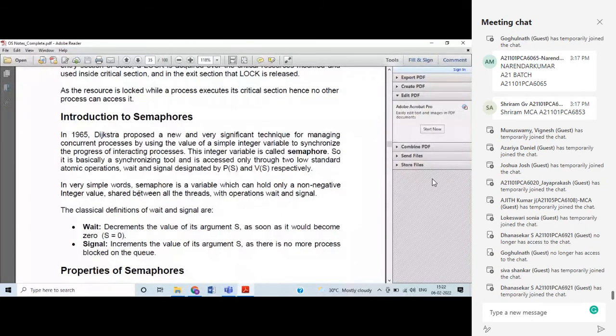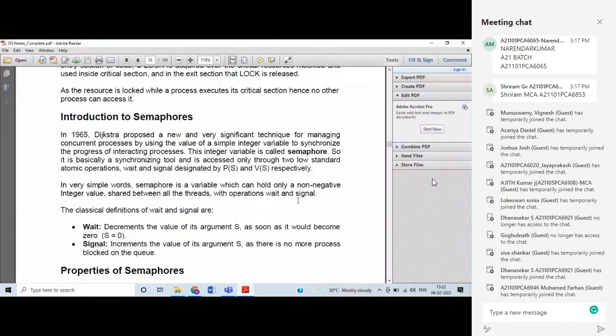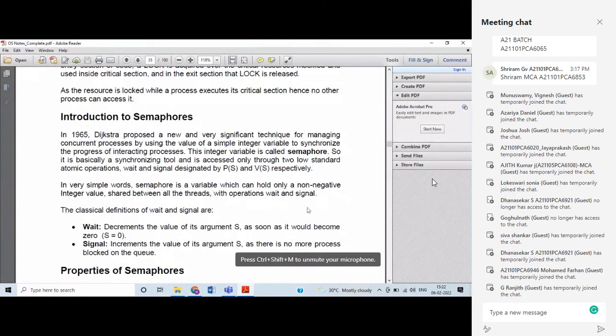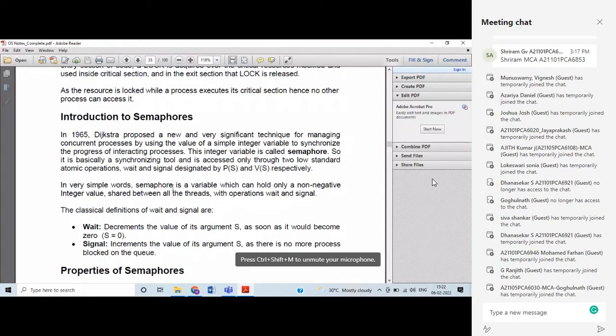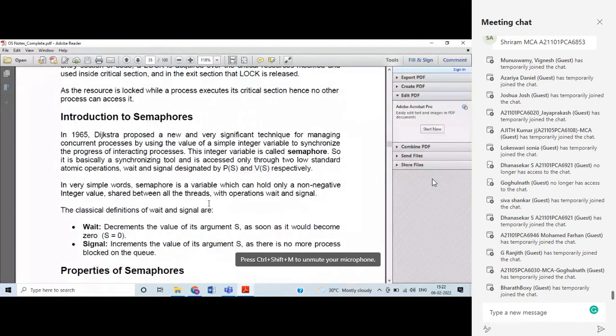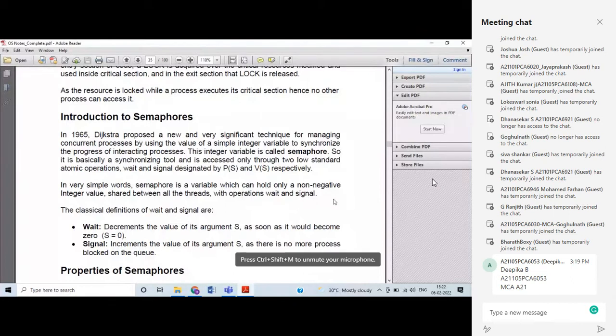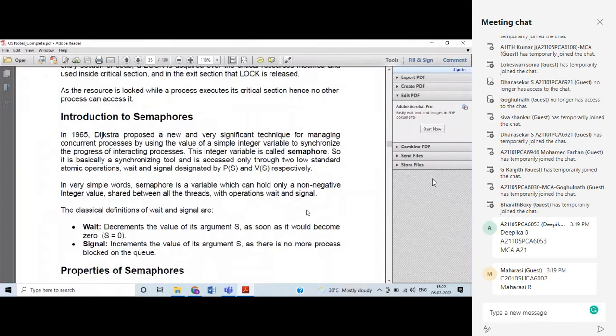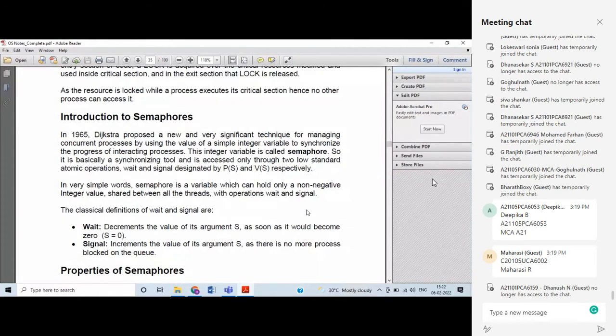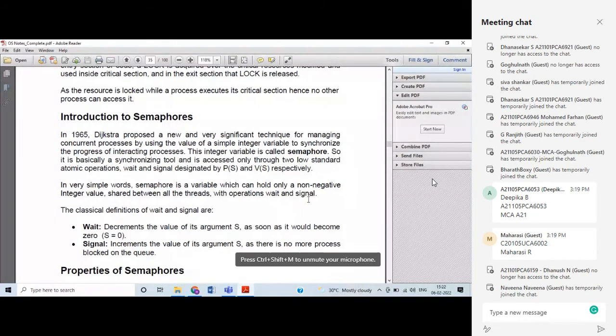What do you mean by semaphore? In very simple words, a semaphore is a variable which can hold only a non-negative integer value. The semaphore is a variable which contains only a non-negative integer value shared between all the threads with operations wait and signal.